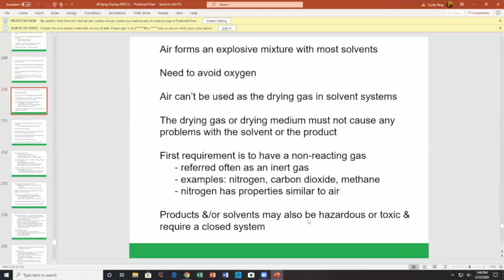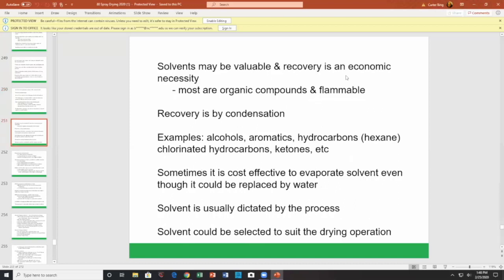Products or solvents may be hazardous or toxic and require a closed system. Solvents may be valuable, so recovery is an economic necessity. Most organic compounds are flammable. Recovery is by condensation. Examples are here. Sometimes it's cost effective to evaporate the solvent, even though it can be replaced by water. You can just let this thing sit there and agitate it with an impeller, and you'll have natural evaporation occurring. So put that through a condenser and don't spray dry them.